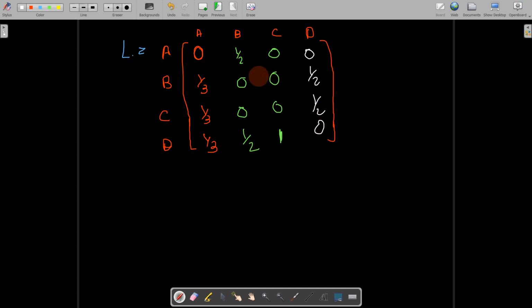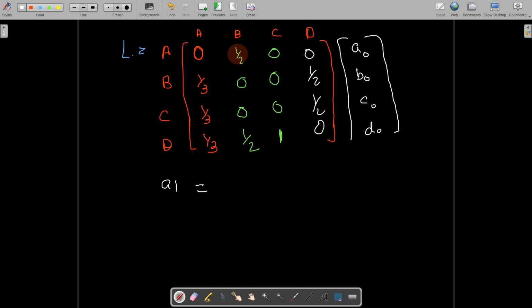Okay. So this matrix is representing, if you give as input to this matrix the initial ranks A naught, B naught, C naught, D naught, when you multiply A naught with the first column, B naught with second column, C naught with third column, and D naught with the fourth column, it will give you the new ranks as outcome. So A1 will be equal to half of B naught. What about B1? The new rank of B after this calculation would be 1/3 of A naught plus half of D naught.